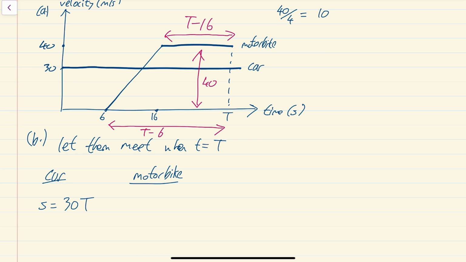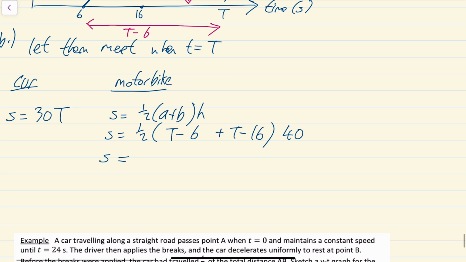So the distance for the motorbike, s is equal to, and this is just from your half a plus b times h, that's where I'm getting this from. So it's a half times t minus 6 was one of my parallel sides, the other one is t minus 16, and the perpendicular distance between them is 40. Okay, it looks like an absolute mess. Tidy it up and it makes it so much easier. That's going to be a half times 2t minus 22, then times 40.